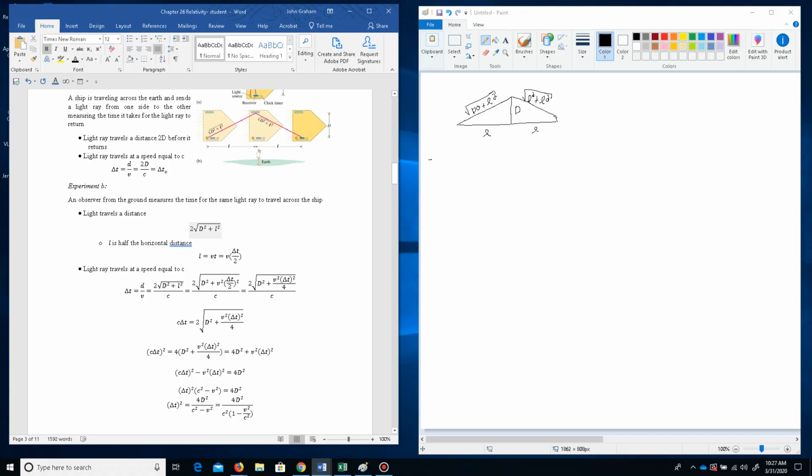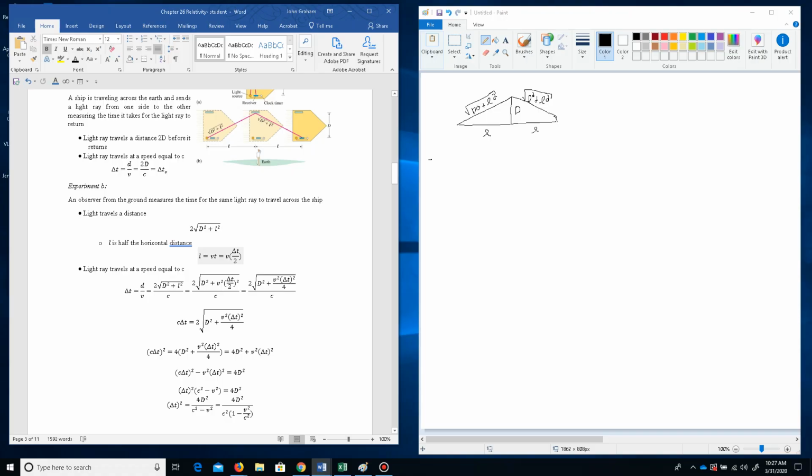That's his distance. Well, L is half the horizontal distance. So L is equal to V times T, which is the speed of the spaceship times the time it takes for the spaceship to go by.